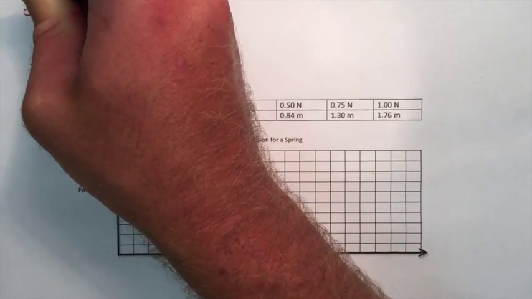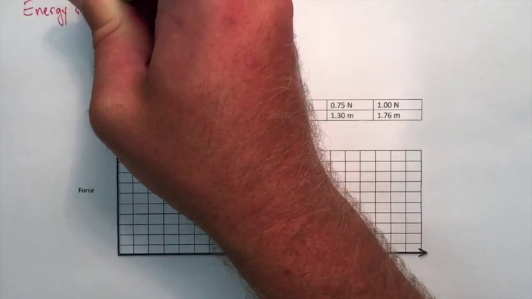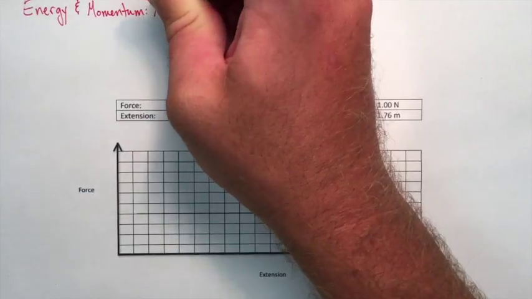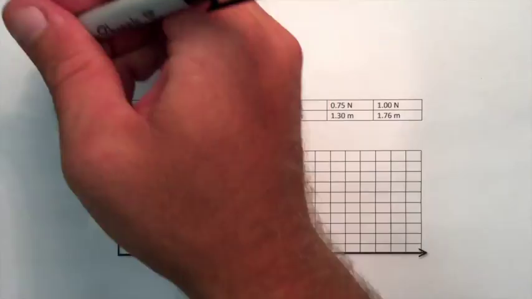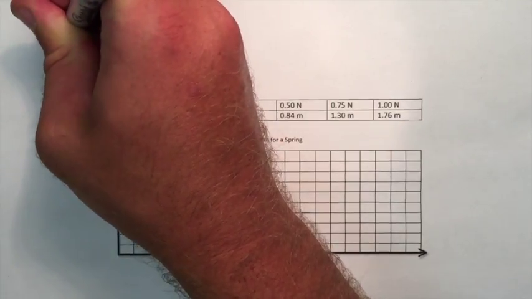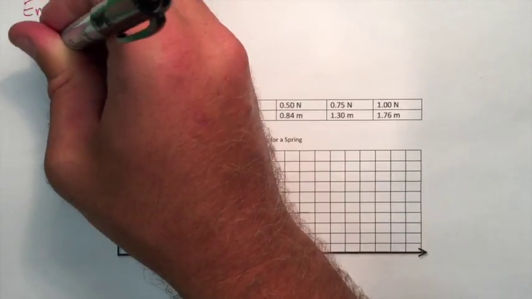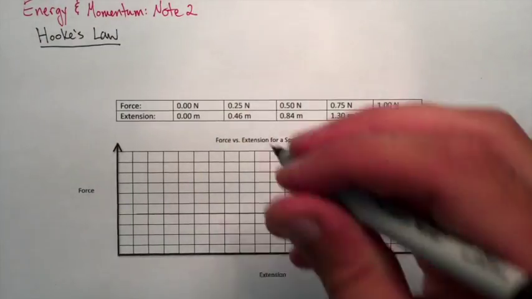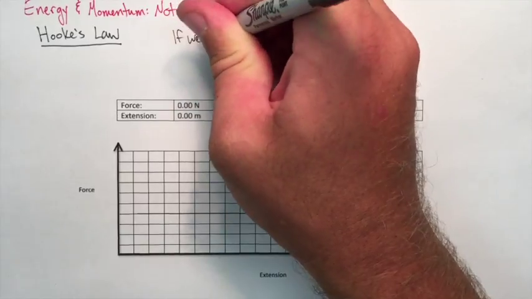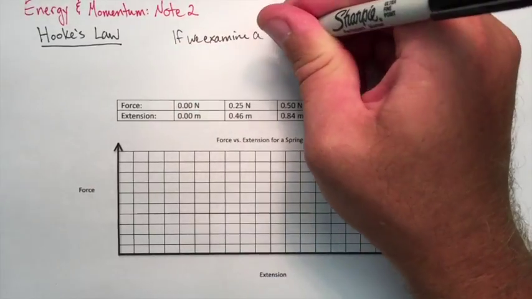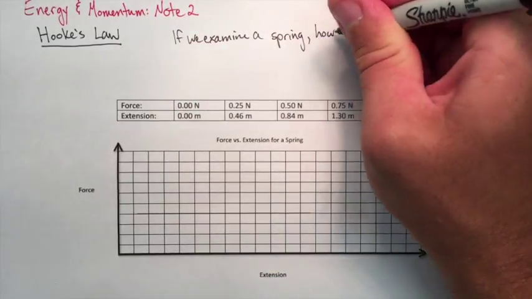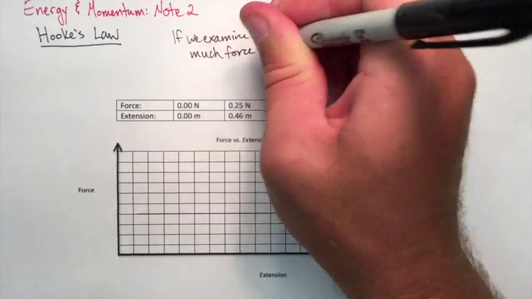Grade 12 Physics, Energy and Momentum, Note number 2, Hooke's Law. In this note, we're going to look at how a spring expands and take a measure of the force it's going to deliver when it expands or when it compresses. This is something called Hooke's Law, named after physicist Robert Hooke.